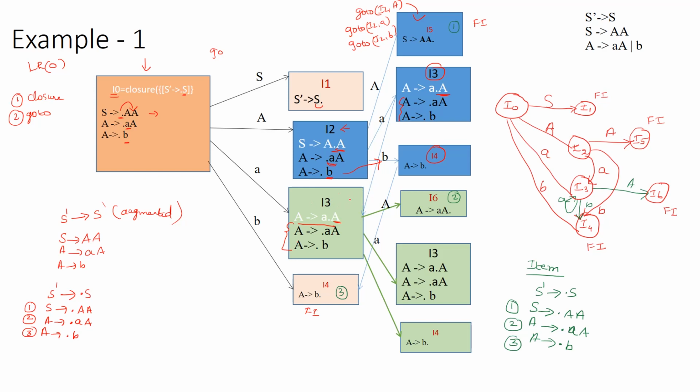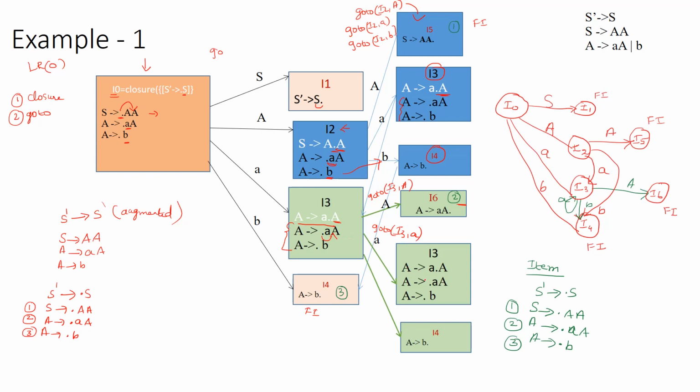Now what we have to do, we have to calculate goto of I3 comma capital A. So you just move the dot to the right side. So A derives small a capital A dot. Now this is the final item and this is based on production 2. Now we have to calculate goto of I3 comma small a. So now we have moved this dot here.